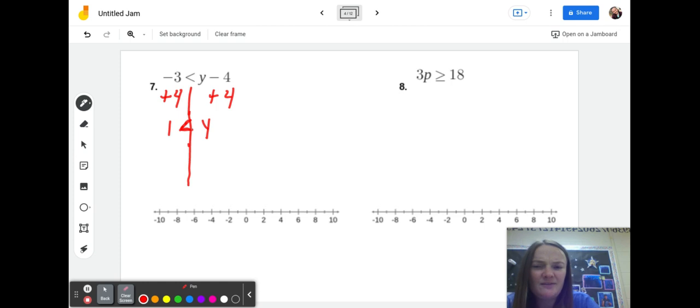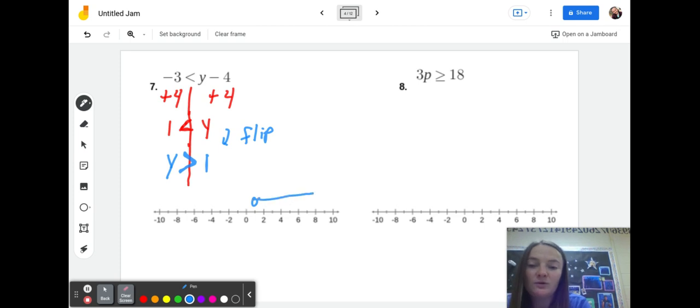So even I kind of have a hard time interpreting what that means. So what I'm going to do is flip this inequality. Notice how the big end of the inequality is facing y. I would prefer y be on this side. So I'm going to flip the inequality by keeping the big end facing y and the small end facing 1. So y is greater than 1 is the answer here. I'm going to create an open circle at 1, and I'm going to go to the right of it.